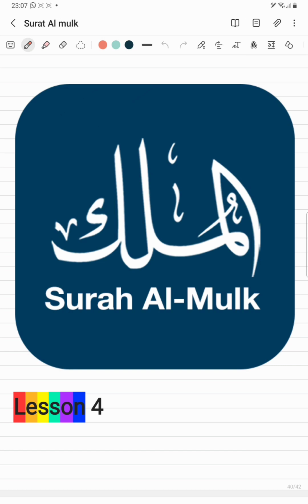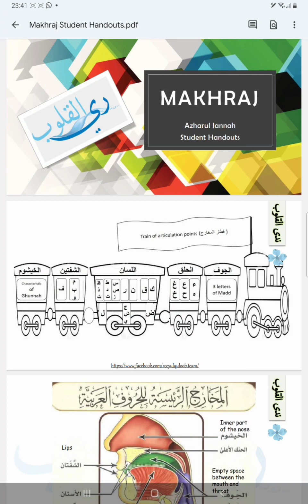Today we will study some more letters of the Arabic language. And today we have two more letters. One of them is extra special, and we will learn how. Today in our Makharij train, we will look at the letters Nun and Ra. Nun and Ra, they come from al-lisan, which is the tongue.